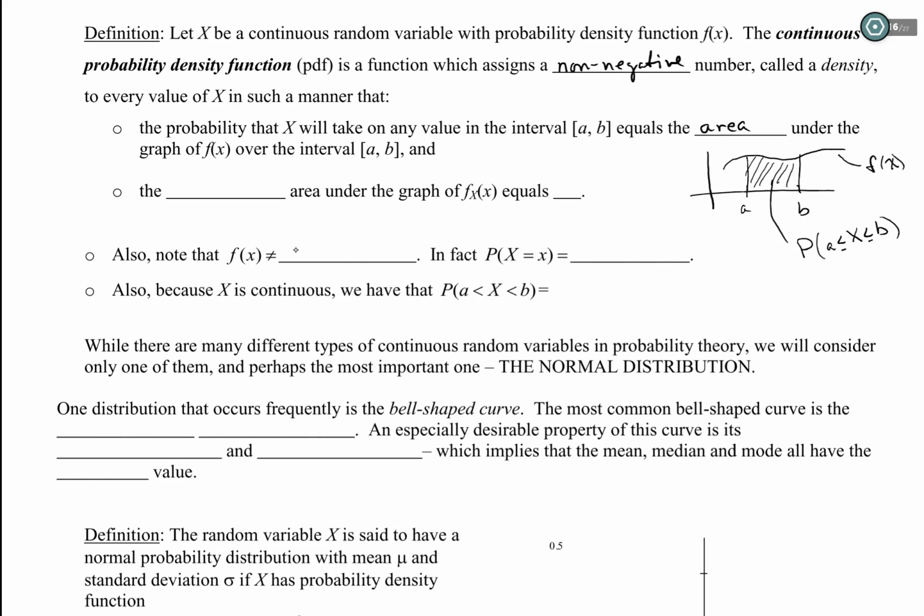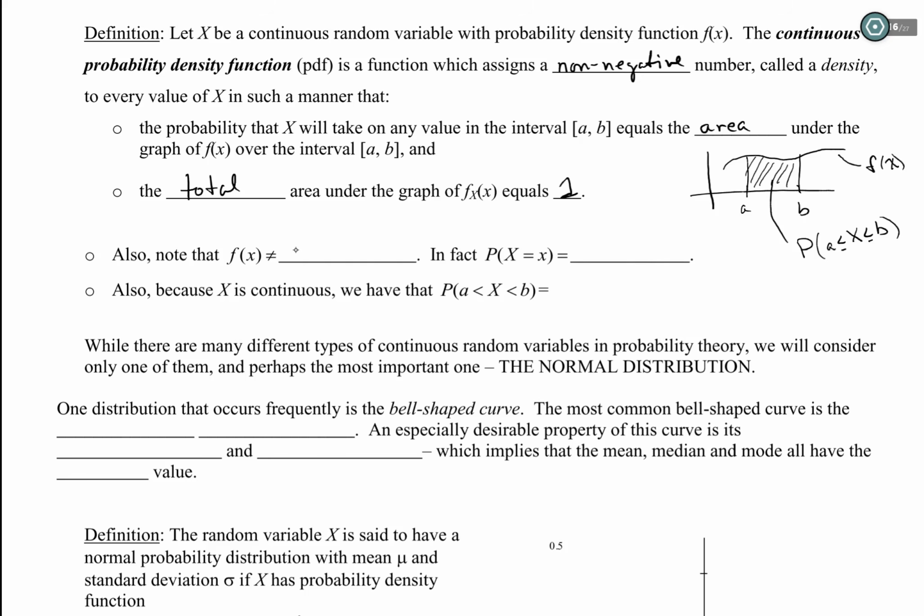Another thing that is important here is that the total area under the graph must be 1. That goes back to the discrete random variables, where we saw that the sum of the probabilities had to be 1. This is akin to that, but in the continuous case.